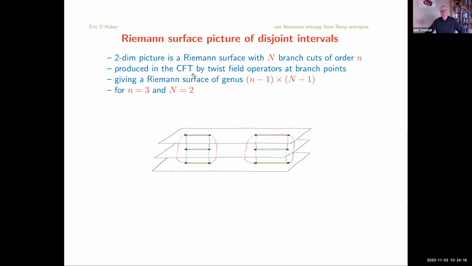In fact, this is why this was done in a conformal field theory, because in a conformal field theory I have these twist operators, and I know how to handle the expectation value of the twist operators on a genus, an arbitrary genus surface.